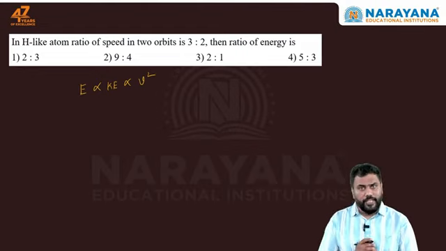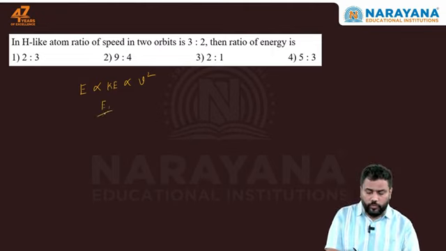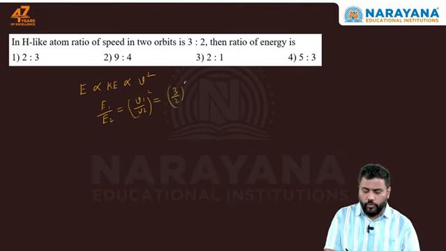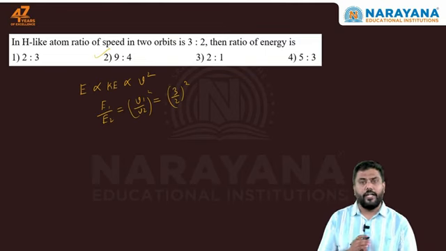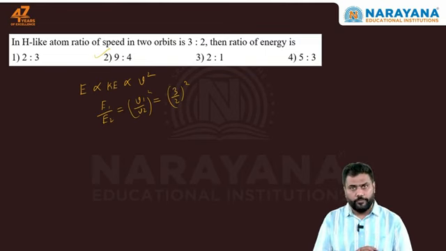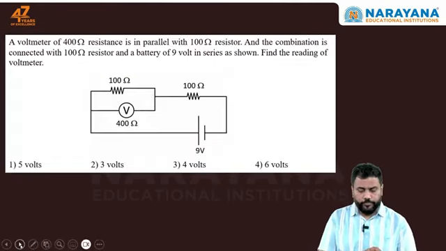They are already providing us with the ratio of the speeds, and they are asking for the ratio of energy. It has to be the square of the ratio of speeds given, (v1 by v2) whole square. So v1 by v2 is 3 by 2, and the square of that is 9 by 4. Hence the second option is the correct option. Let's go to the next question.